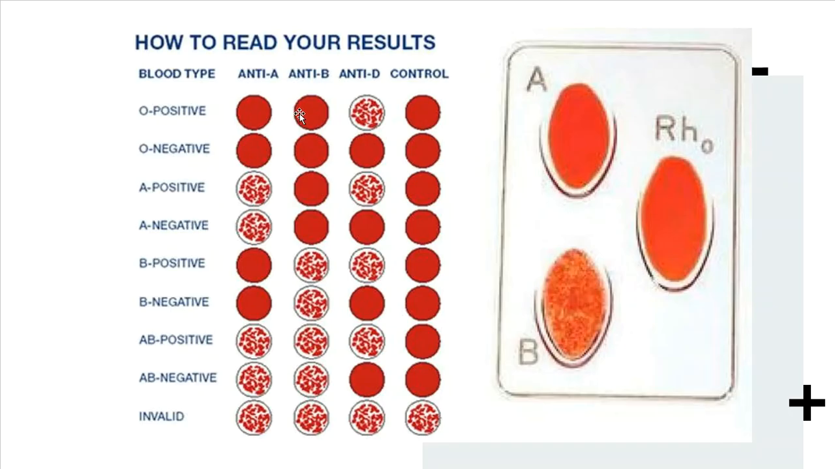So O positive: here's anti-D, that is the RH well. We did not agglutinate or clump in A or B, but we did in D. So that is an O positive. That is what I just tested for.